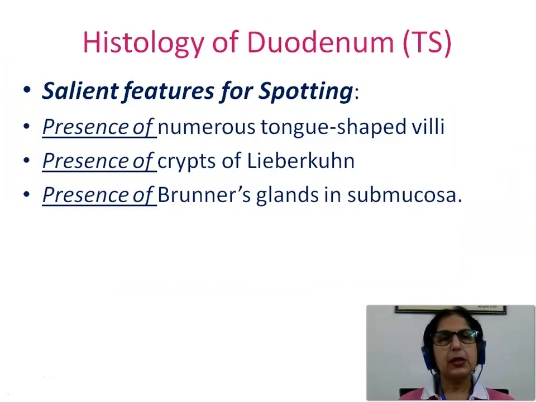The salient features for spotting a slide of histology of duodenum transverse section will be presence of numerous tongue-shaped villi, presence of crypts of Lieberkühn, and presence of Brunner's glands in the submucosa. So we have studied in this video the general features of small intestine, the cells seen in the lining epithelium of small intestine, and one important slide, histology of duodenum.